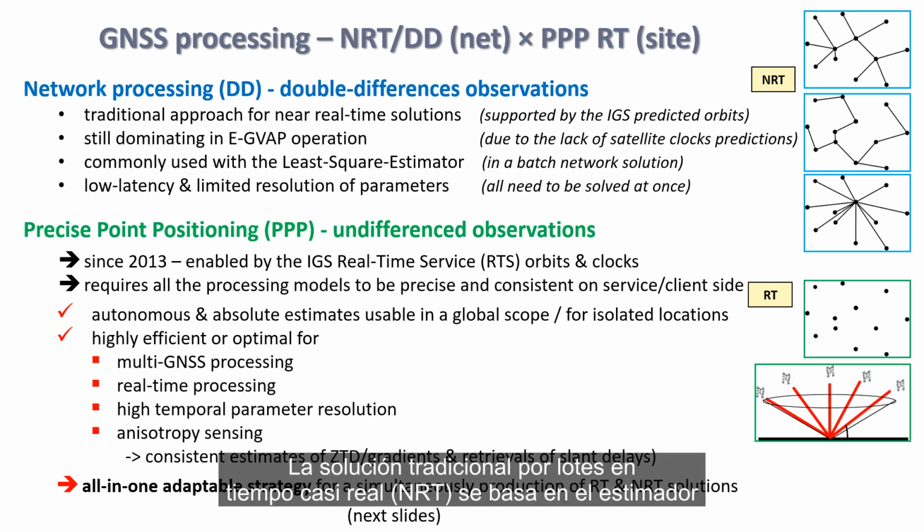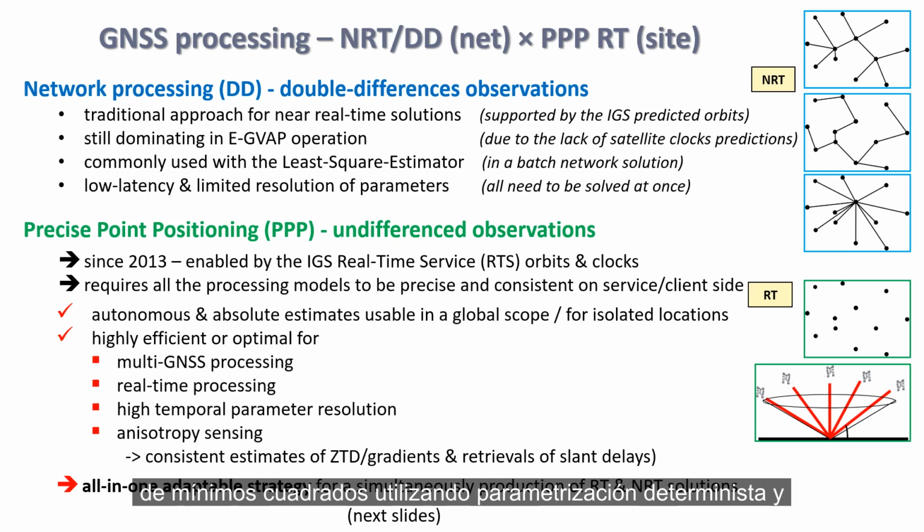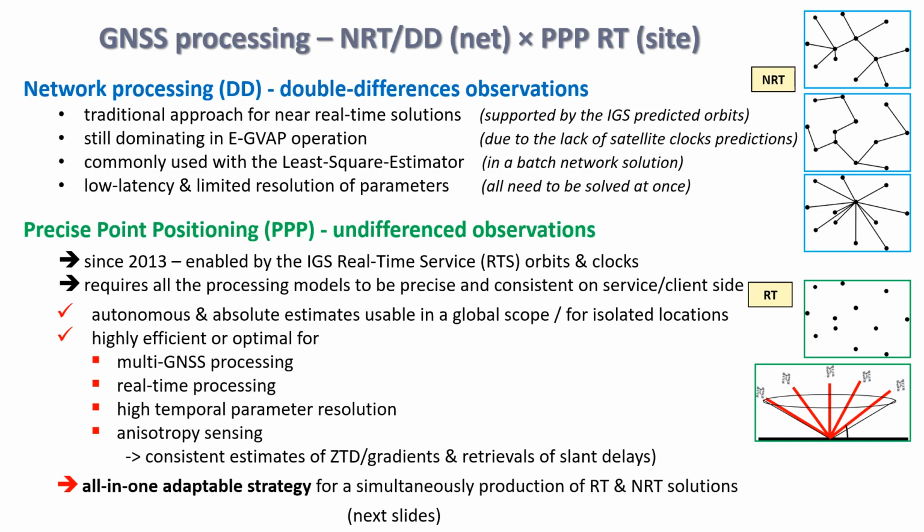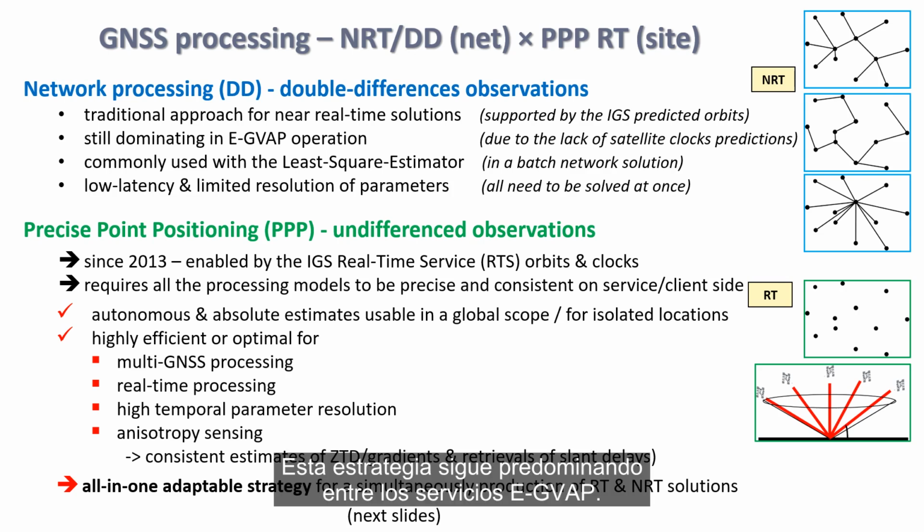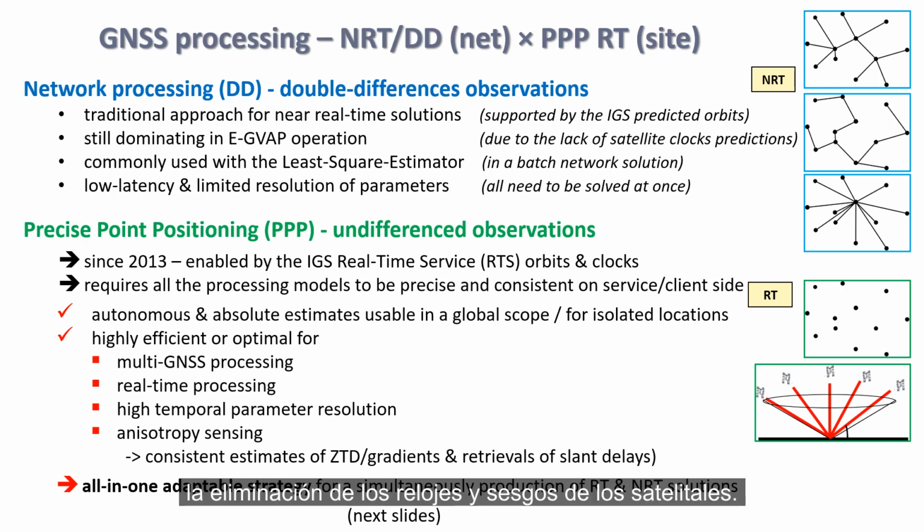The traditional real-time batch solution relies on the least squares estimator using deterministic parameterization and double difference observations. This strategy still dominates among E-GVAP services. Its main advantage lies in eliminating satellite clocks and biases.